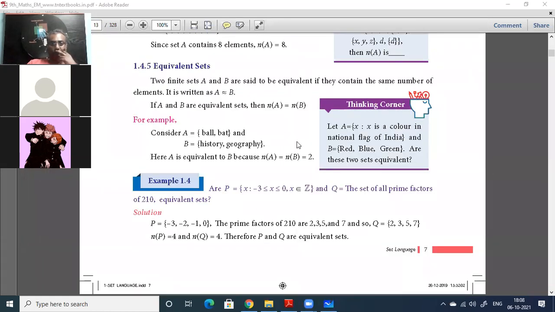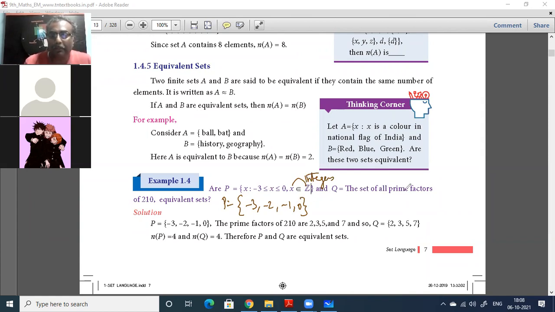Example 1.4. Okay, what is P? P equals set builder notation. Give me the roster form of this. -3, -2, -1, 0. Okay, it's all natural numbers. Z is a set of integers. Set of integers, yes, which are less than or equal to -3.